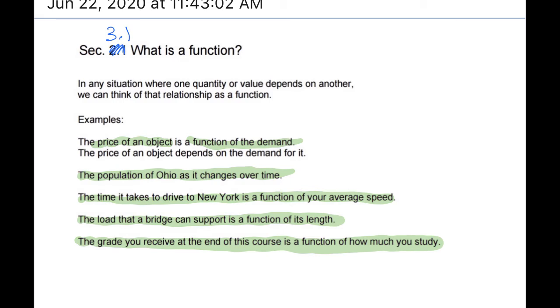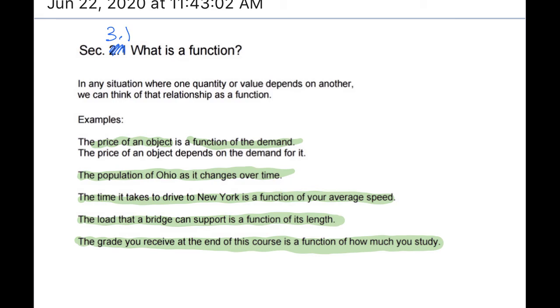So if you look at the ideas from section 3.1, it's talking about defining what a function means. It's any situation where one quantity depends on the value of another. We can think about that relationship as a function. And so there can be lots of different examples.